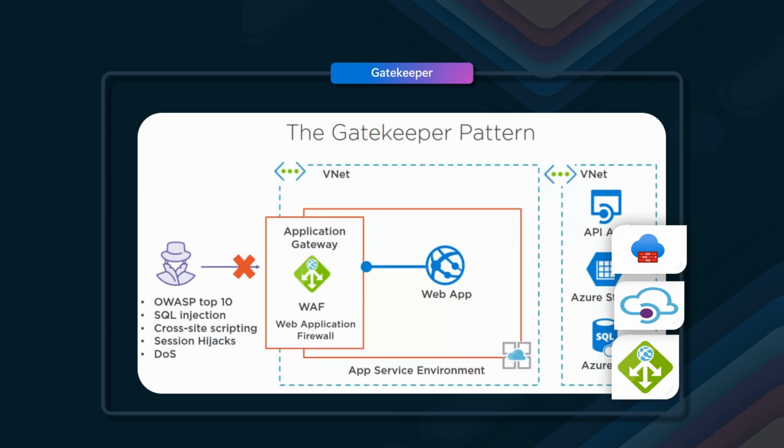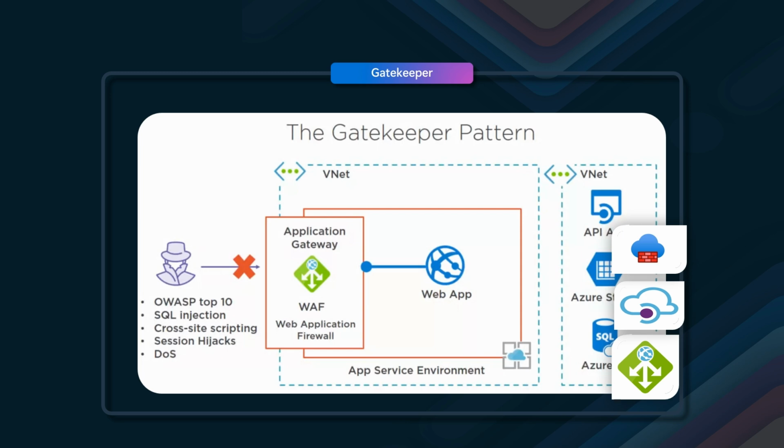This diagram highlights the various security threats that our applications may face, including the OWASP top 10 vulnerabilities, SQL injection, cross-site scripting, session hijacks, and denial of service attacks. These threats can have severe consequences, compromising the integrity, confidentiality, and availability of our application. Therefore, it's imperative to implement robust security measures to mitigate these attacks.